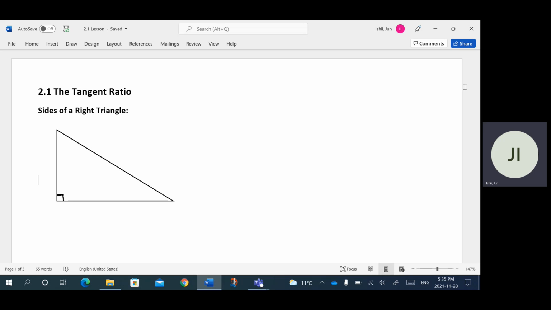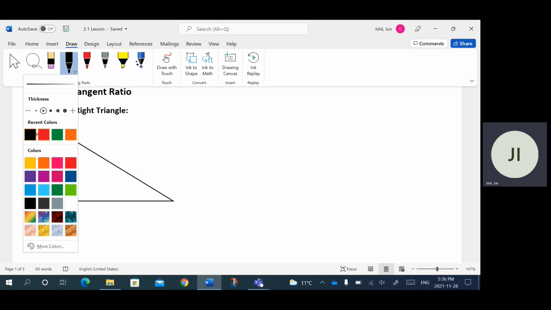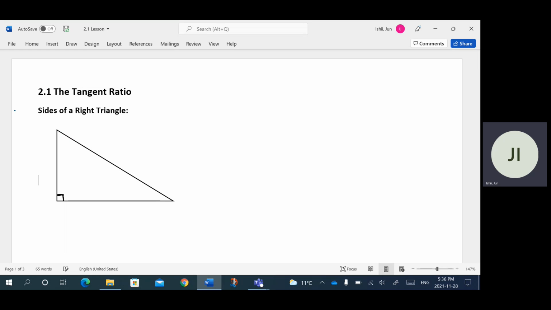Now, the first thing I want to go over is the sides of a right triangle. So you have hopefully seen right triangles before. I believe you have. With right triangles, the key thing is that there is a right angle in the triangle. The right angle is 90 degrees, and it's indicated on the triangle by a square mark. So this indicates that that angle there is 90 degrees. In other words, it's what we call a perpendicular angle.